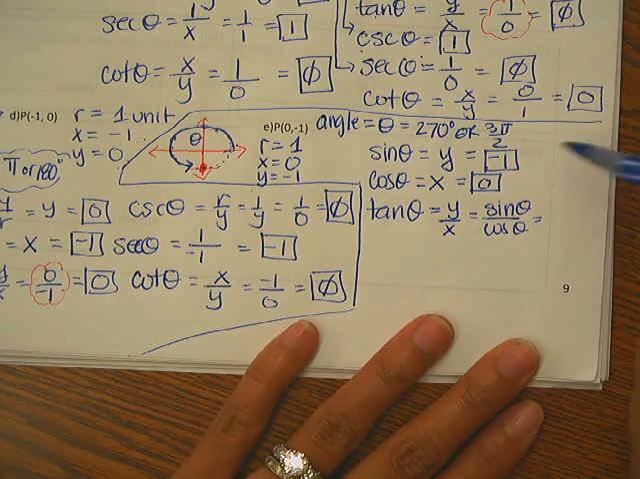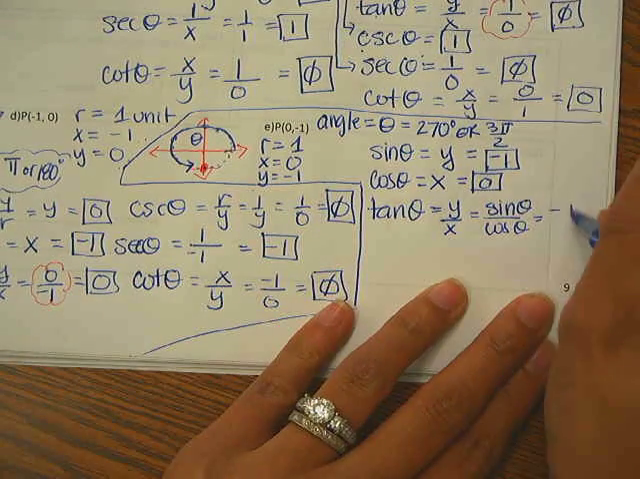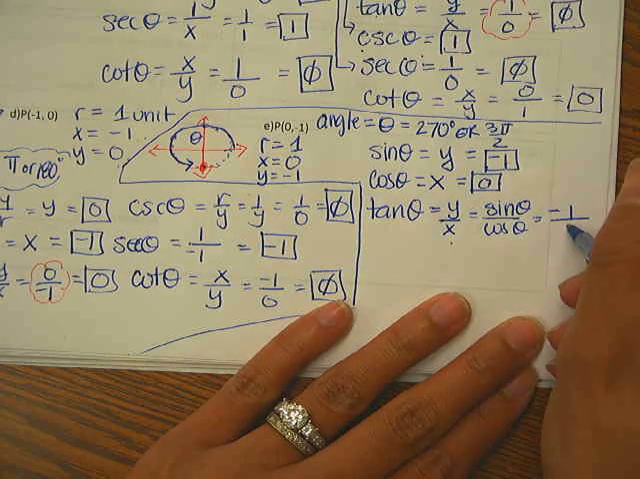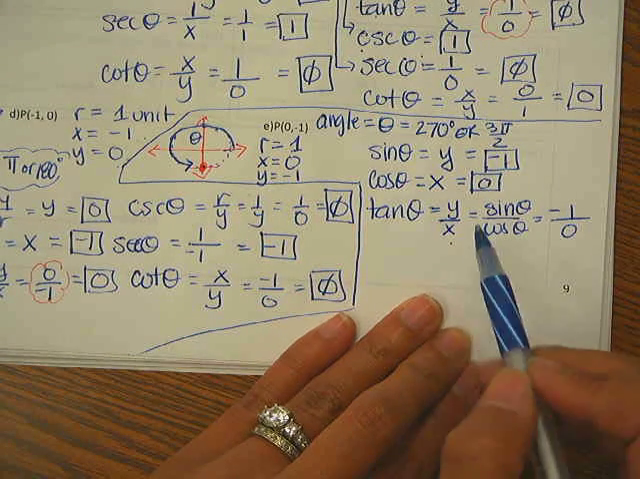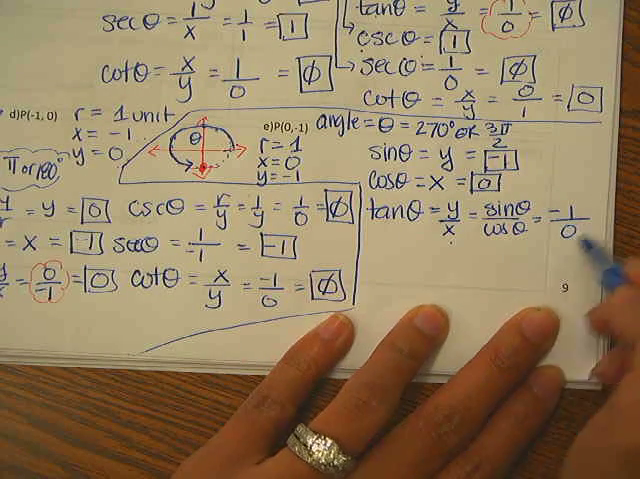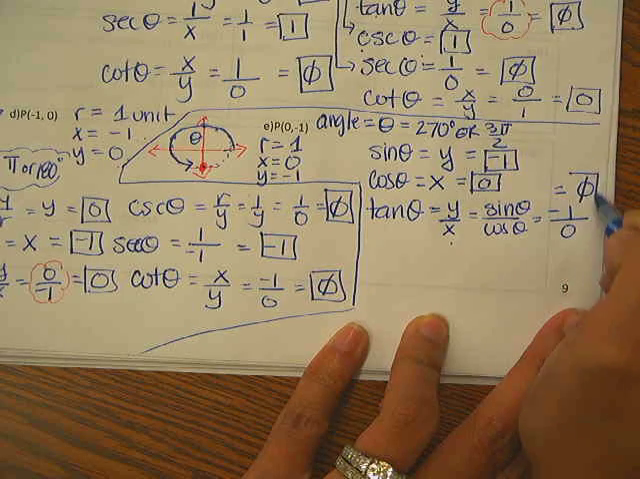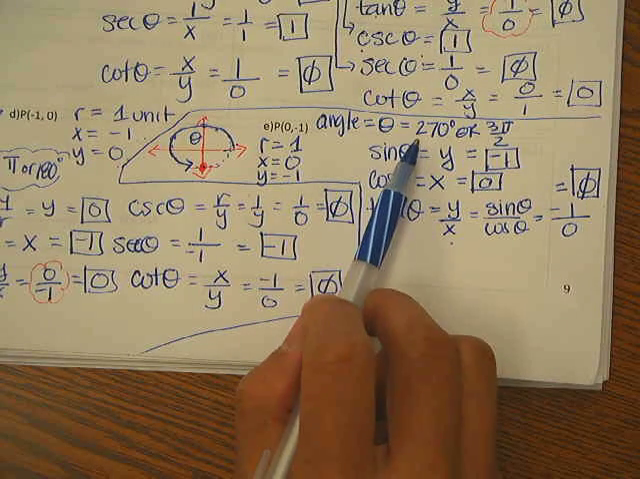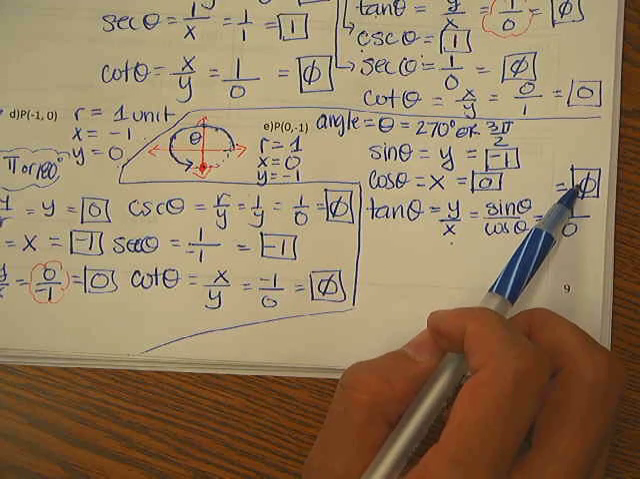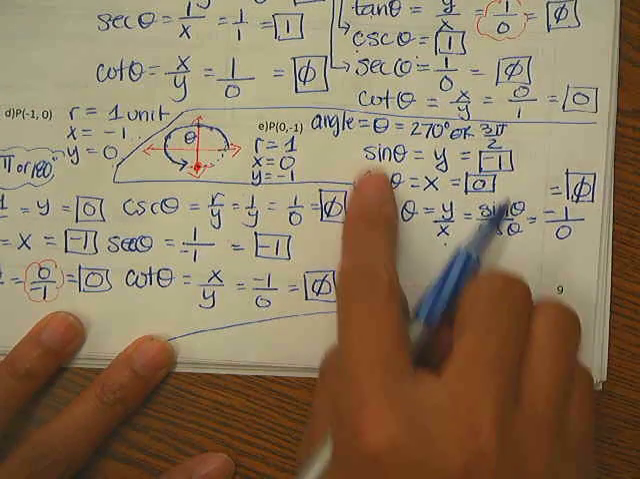It's crazy, because sine of theta is -1, which is the same as y. And cosine of theta is 0, which is the same as x. And this is always true. Tangent of theta is always sine divided by cosine. Is it really possible to have 0 in your denominator? No. So tangent of 270 degrees, or tangent of 3 pi over 2, is not possible. It's undefined.